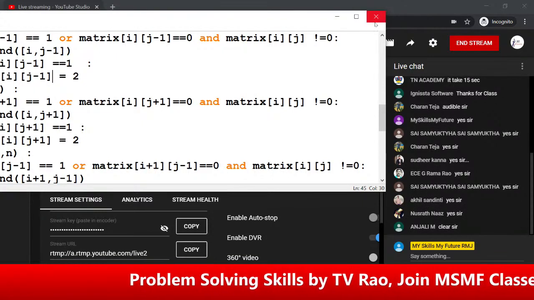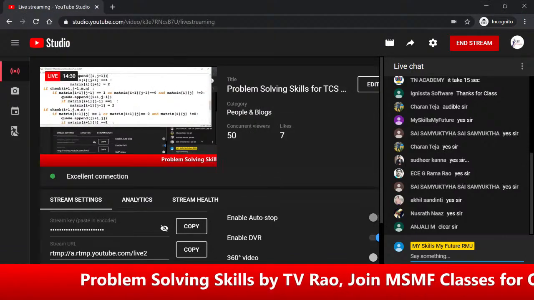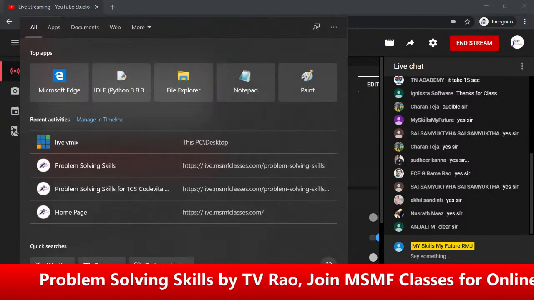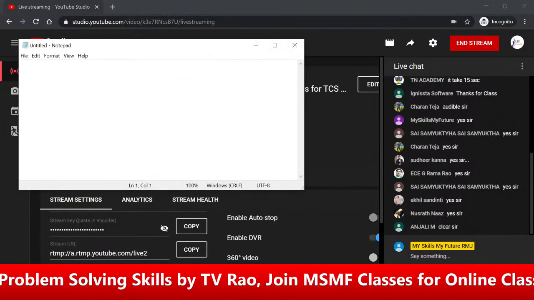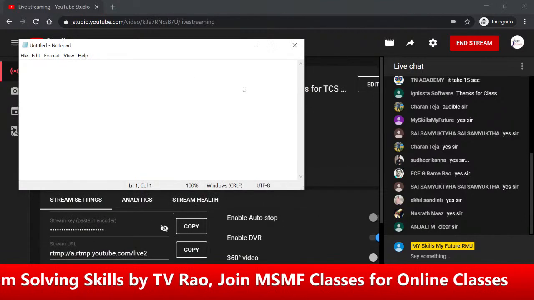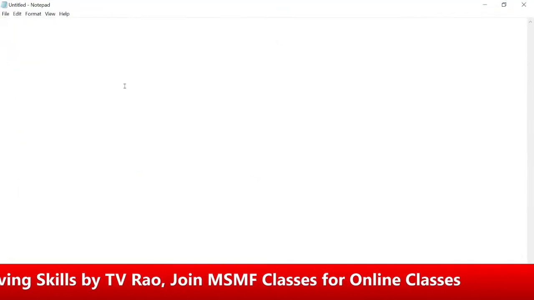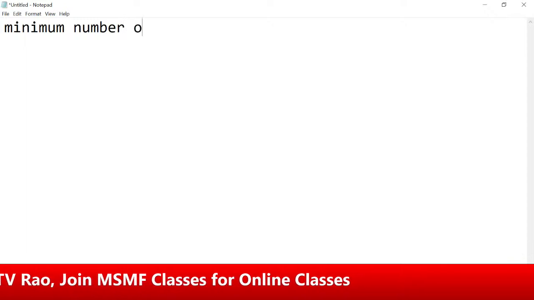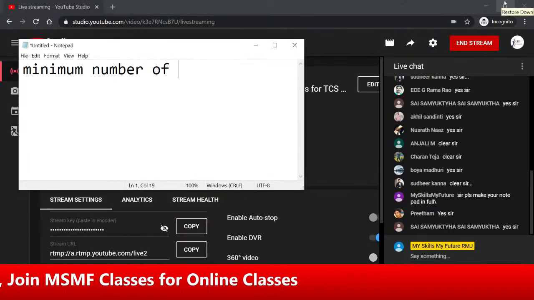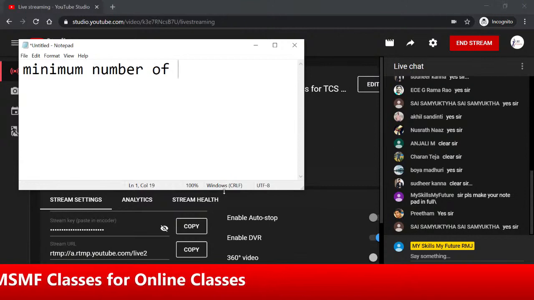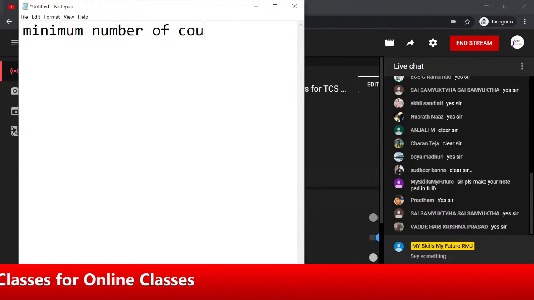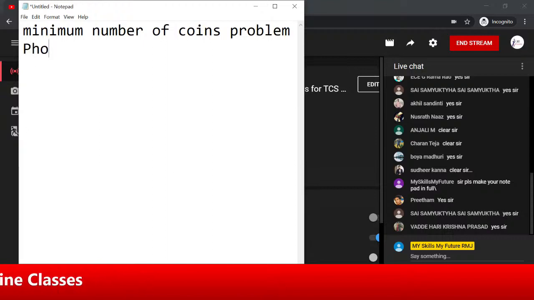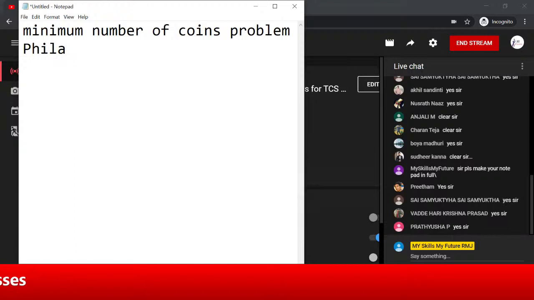Okay. And let us go to the problems which were asked in Codevita yesterday. So this is the minimum number of coins problem. Titled as Fill Land Coins problem. This was the title, I think.